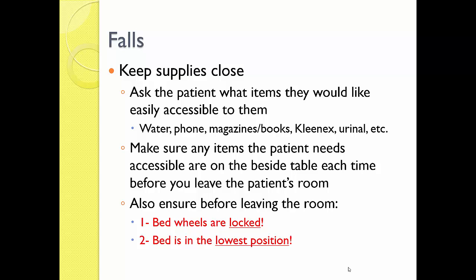Keeping those supplies close, kind of talking about anticipate the patient's needs. Ask the patient what items they would like easily accessible to them. That could be maybe a glass of water, their phone, if they have books or magazines, Kleenex, a urinal, just some examples of what would be good to have at the bedside table for them. And make sure any of those items that they request are always at the bedside table before you leave the patient's room so that they have those items accessible. And again, before you leave the patient's room, you always got to make sure that those bed wheels are locked and that the bed is put back down into the lowest position.